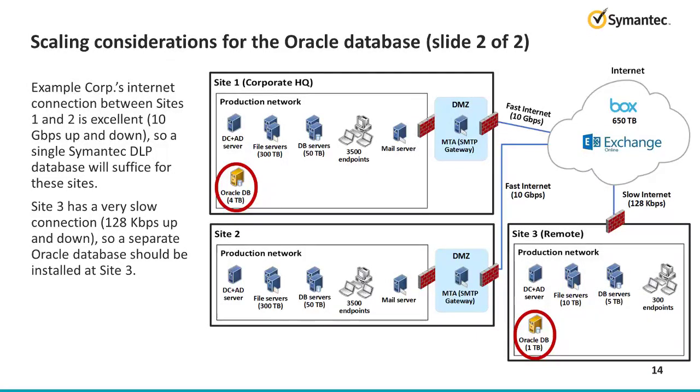The bandwidth and connectivity between sites 1 and 2 are excellent, so it's reasonable to have a single database for these sites. However, the bandwidth and connectivity for Site 3 is currently very slow, so it would be a good choice to install a separate Oracle database just at Site 3.